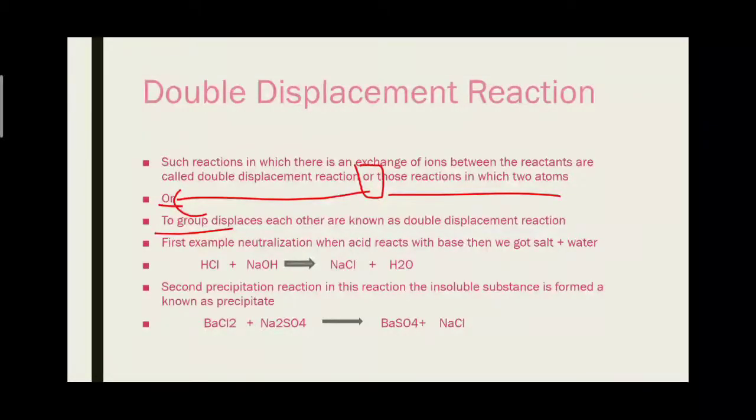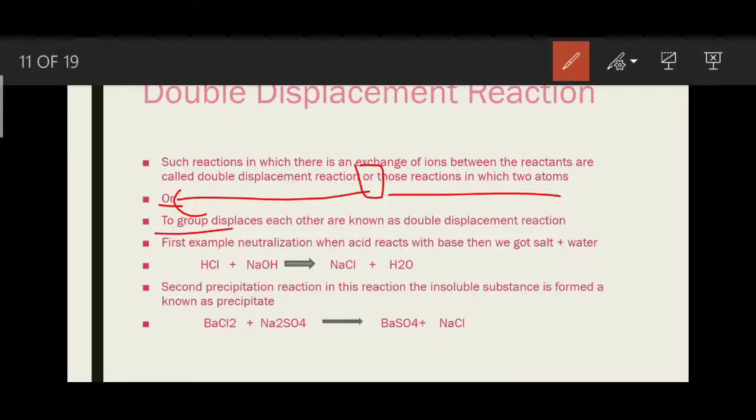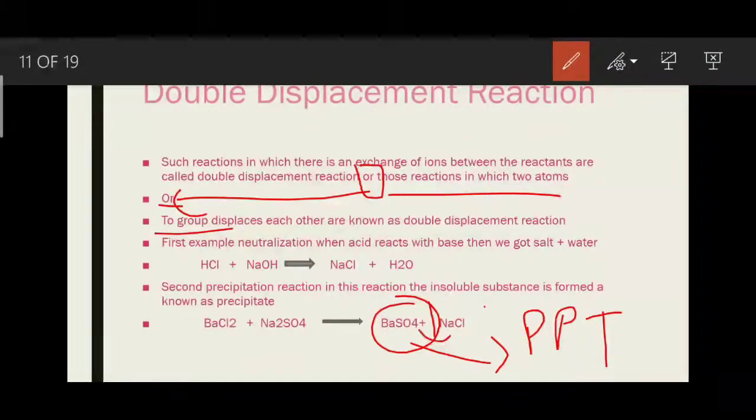Then second is precipitation reaction. I was doing PPT, precipitation reaction. Here comes PPT. BaSO4, barium sulfate, is PPT. This becomes precipitate. This is the insoluble part. This settles down. So BaCl2 plus Na2SO4 when reacts together, they form BaSO4 and NaCl.